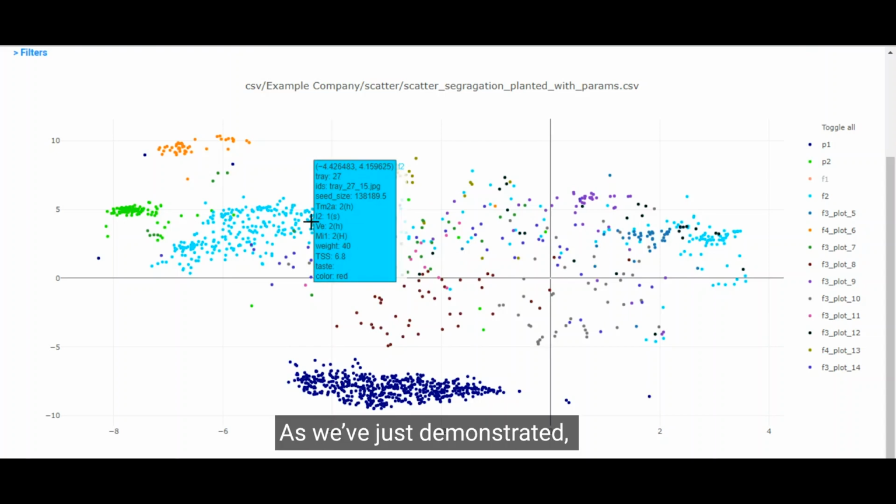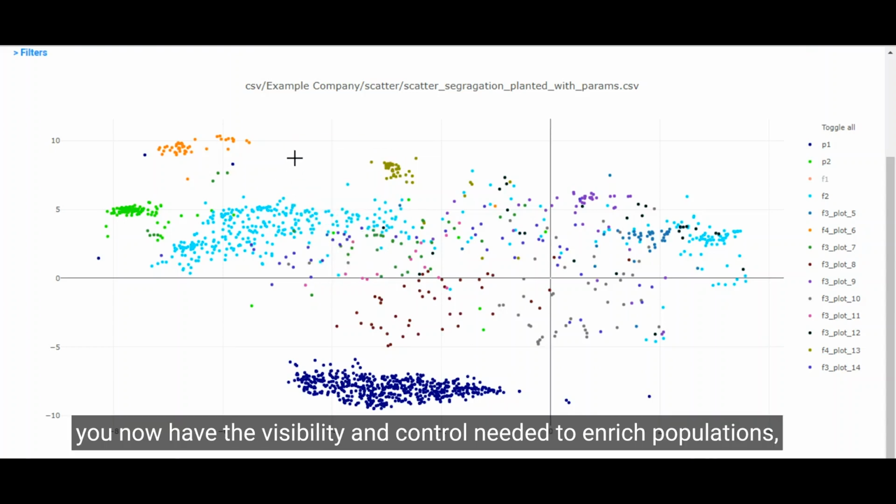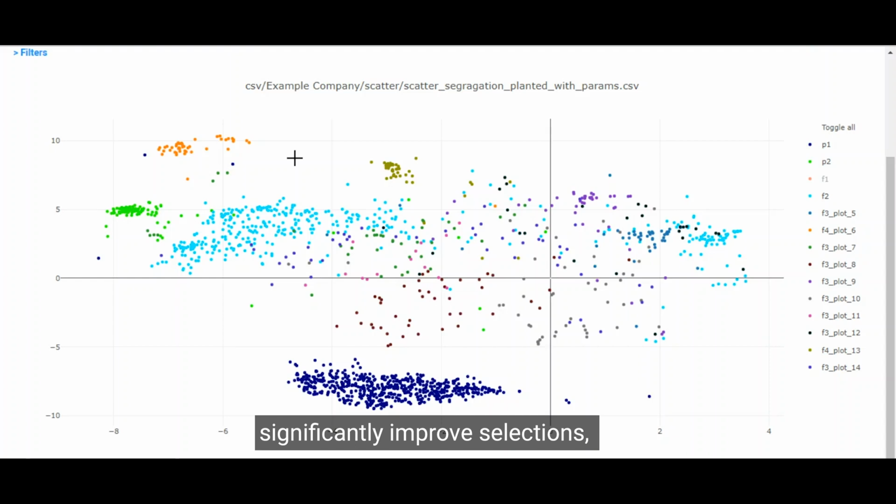As we've just demonstrated, by using the GeNee web platform, you now have the visibility and control needed to enrich populations, significantly improve selections, and shorten time to market.